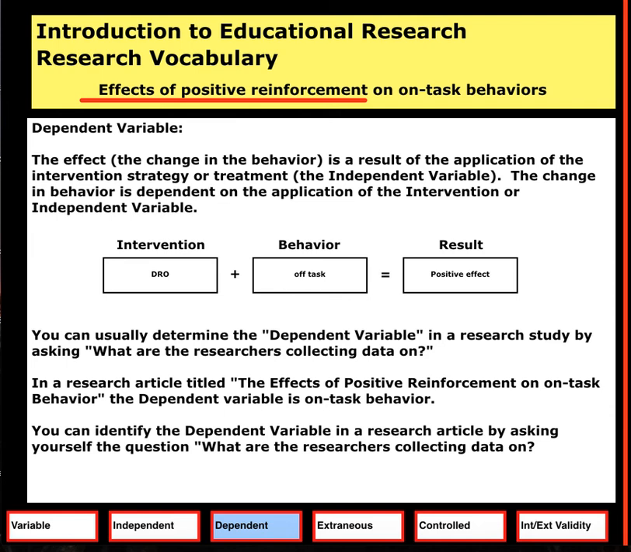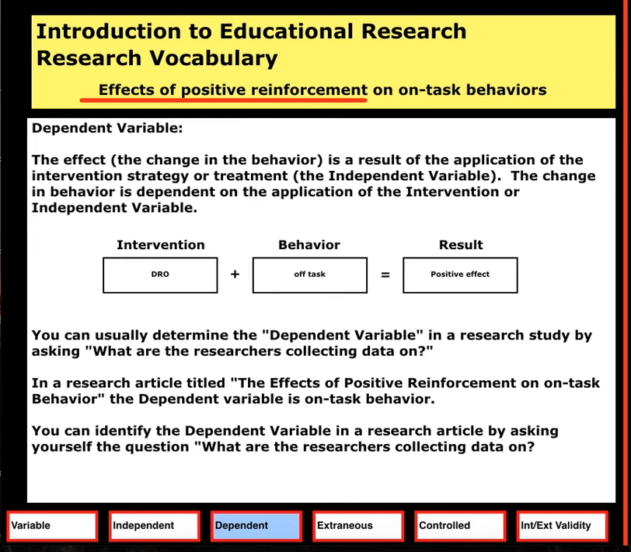You can usually determine the dependent variable in a research study by asking yourself, what are the researchers collecting data on? Well, in a research article entitled The Effects of Positive Reinforcement on On-Task Behavior, you can see that at the top of your screen in the yellow box. What are the researchers collecting data on? They're collecting data on on-task behavior. So the dependent variable is on-task behavior.